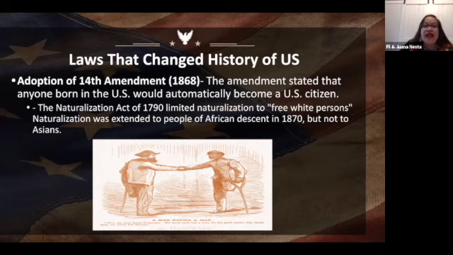The Naturalization Act of 1790 limited naturalization to free white persons. Naturalization was extended to people of African descent in 1870, but not to Asians. And we're going to talk about that specifically in just a little bit. So naturalization was extended to them, but there were issues with that.